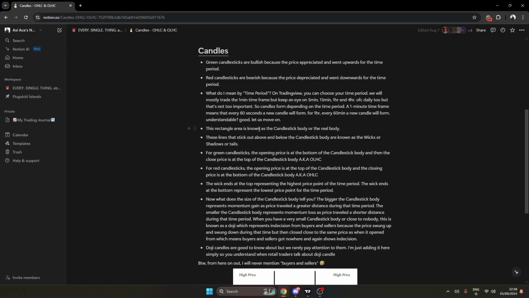This rectangle area is known as the candlestick's body or the real body. These lines that stick out above and below the candlestick's body are known as the wicks, shadows, or tails. For green candlesticks, the opening price is at the bottom of the candlestick's body, and the close price is at the top of the candlestick's body, aka open, low, high, close.